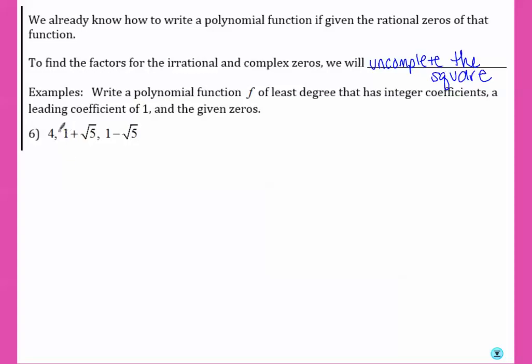So when writing these polynomials, 4 is our rational root. We're just going to leave it alone for right now, and we're going to come back to it later. If we have 1 plus the square root of 5 and 1 minus the square root of 5, we could rewrite that as x equals 1 plus or minus the square root of 5, which is an answer that might occur when we've completed the square. So we're going to use that process to go backwards.